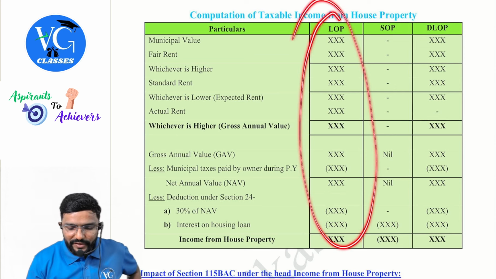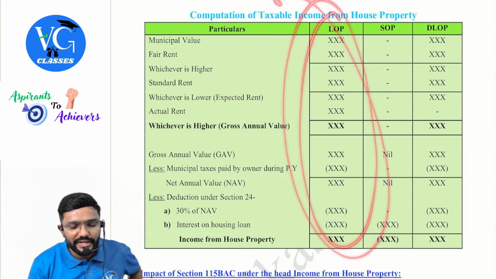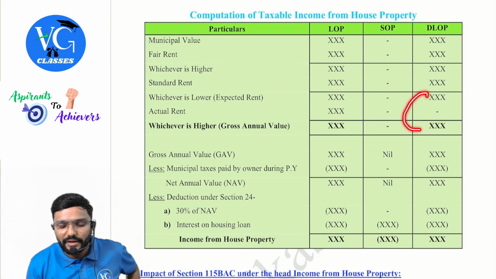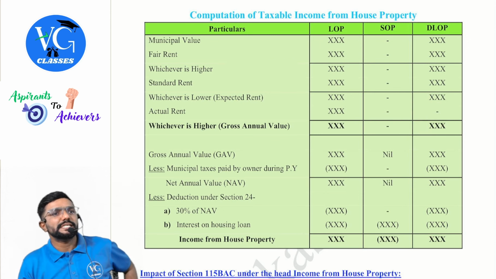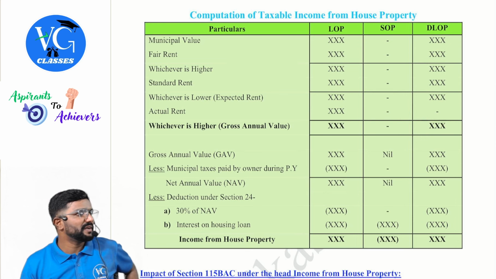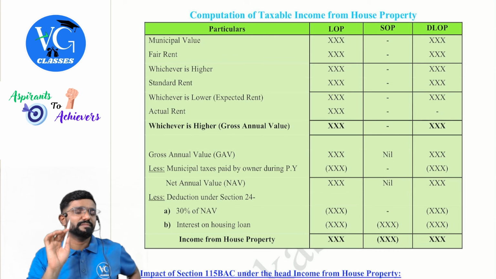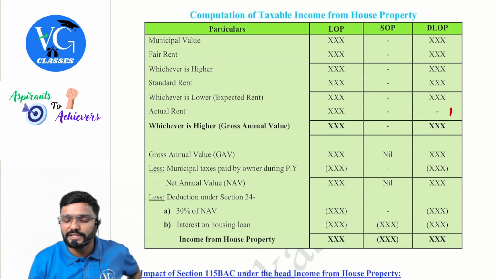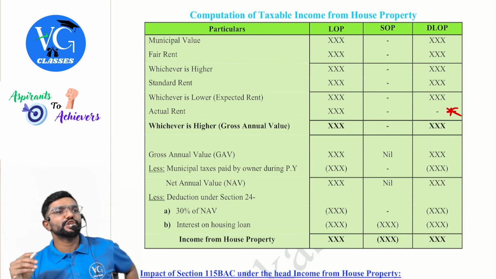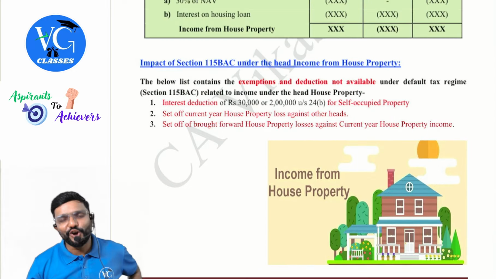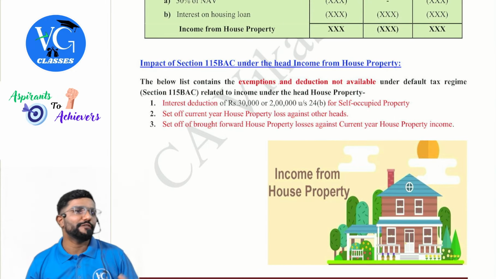See, for let out property, everything will come, including actual rent. Whereas for deemed to be let out property, this will not be there. Straight away, your expected rent will become the GAV. Rest all will remain same between let out property and deemed to be let out property. One important highlight between let out property and deemed to be let out property is this: actual rent will not come in case of deemed to be let out property, guys. Yes, this is all about the second head of income.